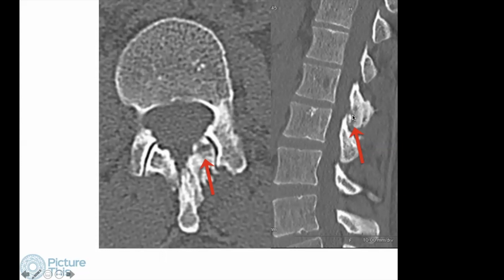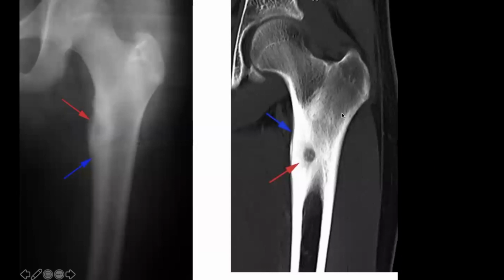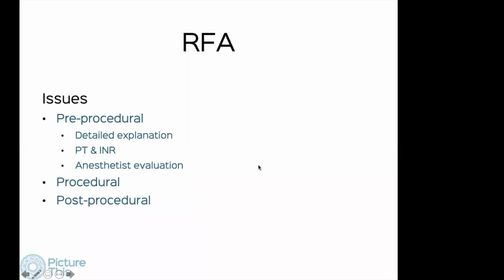So one has to have a high index of suspicion for an osteoid osteoma. Obviously, when it's so obvious like this, it's easy. The lesion is small, but in the femoral neck, in the spine, and many other parts of the body, it can take up to 2 to 3 years before the diagnosis gets made.